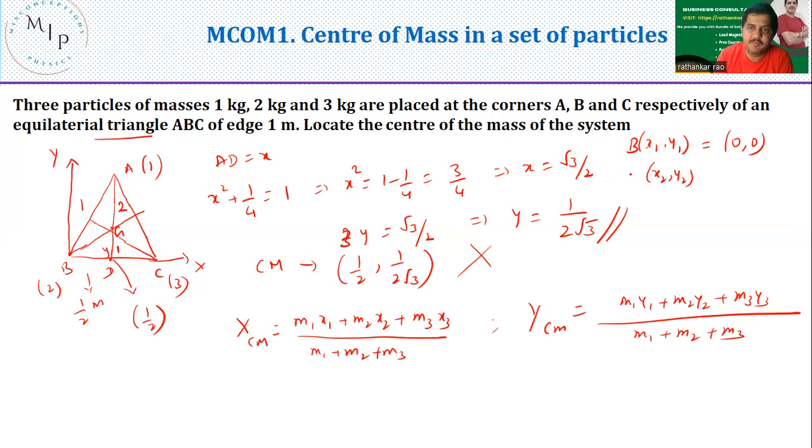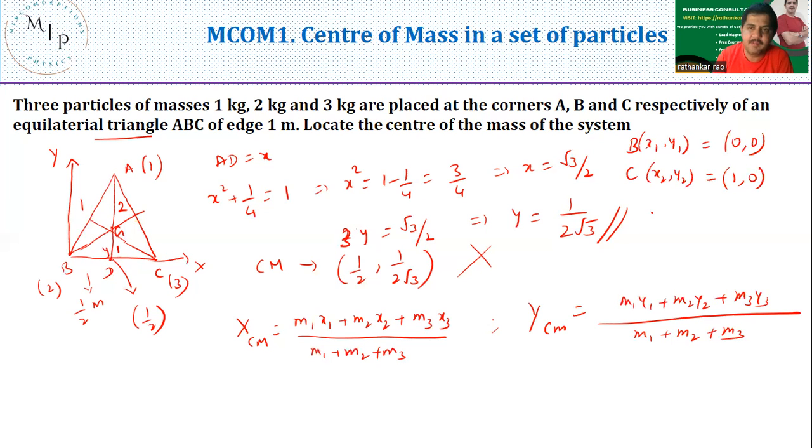X2, y2, which point shall I consider? Point C, I'll consider. Point C. What is this point now? This point is now 1 meter away from here. 1 meter, and x2 is 1. Y2, what is the value of y2? Y2 coordinate is 0. So it is 1 comma 0.